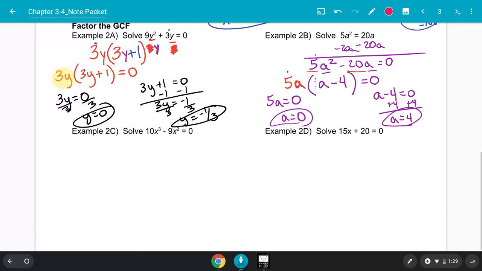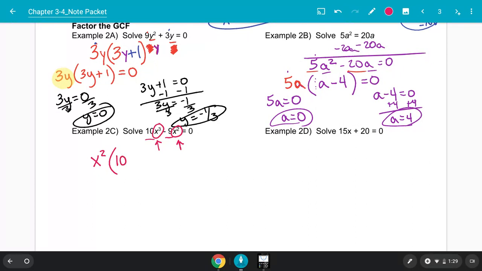All right. The next one, if we look at the numbers 10 and negative 9, neither of those are divisible by the same thing. So those are just stuck. No numbers will come out front. But if we look at this, this one's got 3 x's, like x times x times x. This one has 2. That means maximum we can pull 2 out from both.